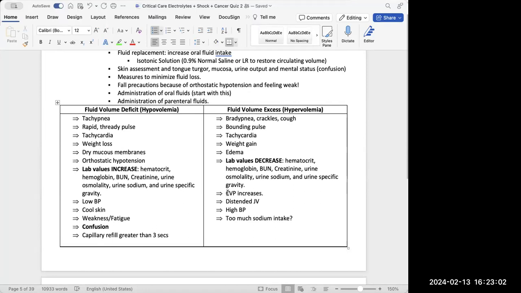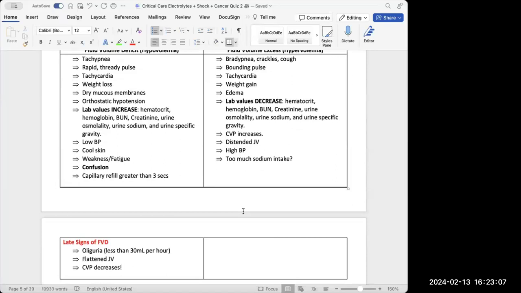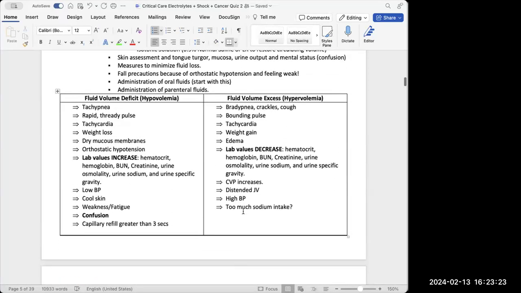Lab values decrease, like the ones we've mentioned already, compared to increasing. That central venous pressure is going to increase in fluid volume excess because they have more circulating fluid, as well as a distended JV and a high blood pressure, which is the opposite of fluid volume deficit, because it'll be flattened and it'll be a low blood pressure. So I feel like if you know one, you automatically know the other. And obviously, if this is fluid volume excess, the thing that's going to be different in terms of management is going to be fluid restrictions, not fluid replacement.